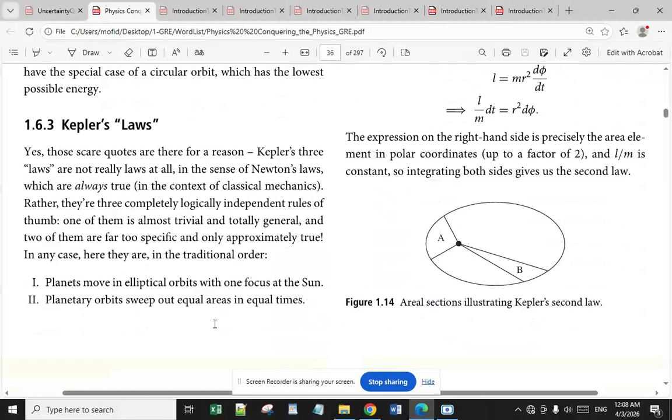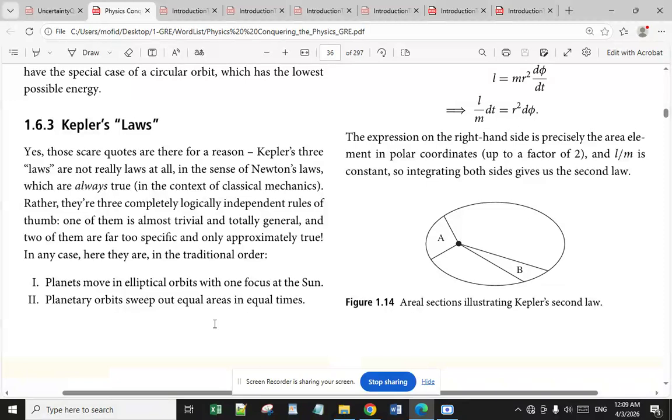Now I want to go through subsection 1.6.3, Kepler's laws. Yes, those scare quotes are there for a reason. Kepler's three laws are not really laws at all in the sense of Newton's laws, which are always true in the context of classical mechanics. Rather, they are three completely logically independent rules of thumb. One of them is almost trivial and totally general, and two of them are far too specific and only approximately true. In any case, here they are in the traditional order.